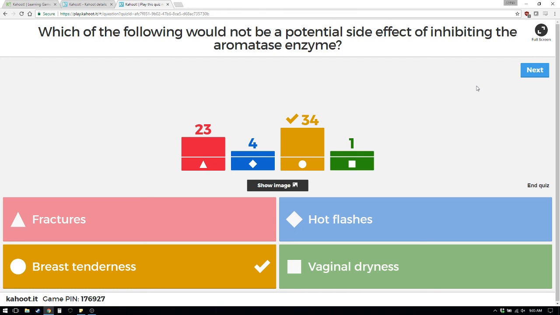By inhibiting that enzyme, we should do what to estrogen levels? Should decrease estrogen levels, right? So that can be very important. We used to use these drugs, not quite as much nowadays. We used to use them for things like breast cancer, right? So especially estrogen receptor positive breast cancer.